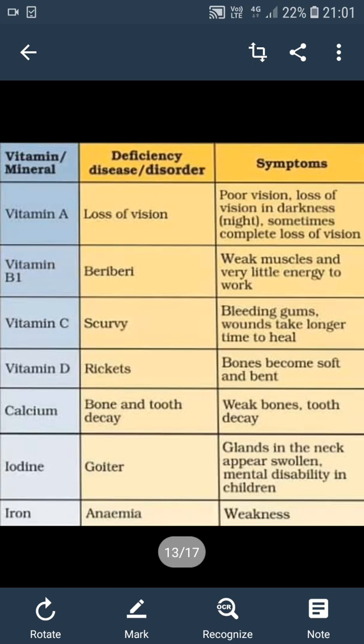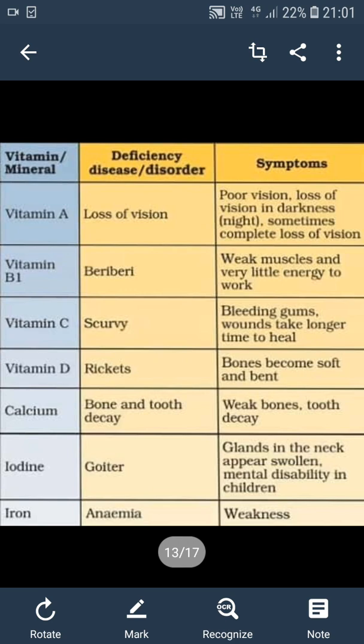Next we'll go with your deficiency of vitamins. Children, when we were studying about vitamins, we studied that vitamins are of two types. One is your water soluble, the other one is your fat soluble. If you are lacking water soluble vitamins like vitamin B1, B2, B12 and vitamin C, we have deficiency diseases like beriberi, skin disorder, anemia and scurvy. When you go with your fat soluble vitamins like vitamin A, D, E and K, we will suffer from deficiency diseases like night blindness, rickets, nerve damage and hemorrhage.